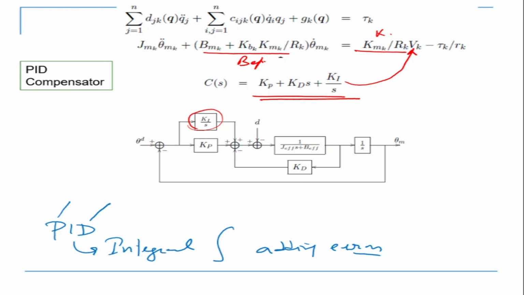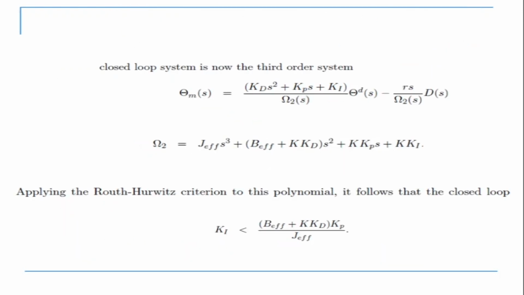Okay, so from this equation, we can apply the same procedure again. We separate the variables. On the right hand side, you'll have theta d of s, and on the left hand side, you'll have theta m of s, and omega 2 comes in the denominator. This is my characteristic equation, which is given by this.